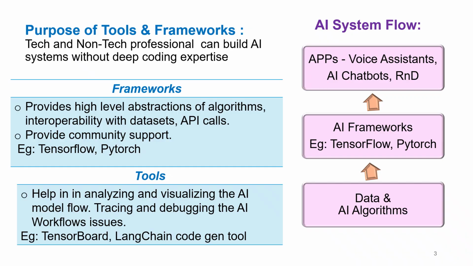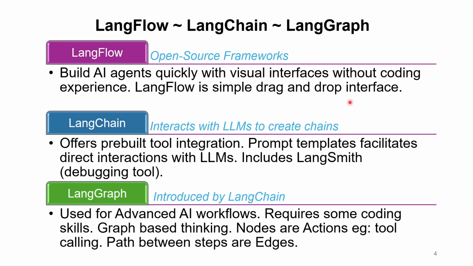Now let us understand LangChain, LangGraph and LangFlow. LangFlow builds AI agents quickly with visual interfaces without coding experience. It's all about drag and drop in LangFlow to build the AI agents. LangChain allows users to easily compose chains, that is, sequences of components to perform complex tasks. LangChain interacts with LLMs. It provides tools to create prompt templates to facilitate interactions. LangChain introduced LangGraph to build multi-agent applications. LangChain also includes LangSmith, a developer platform for testing, debugging, and monitoring LLMs.